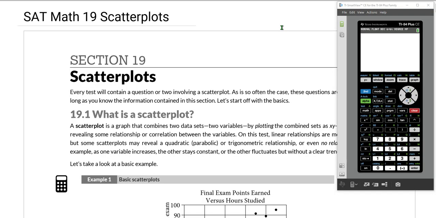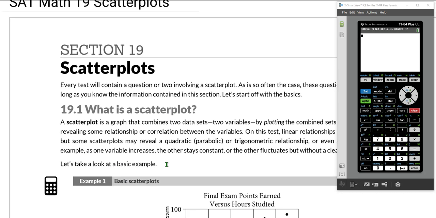This is SAT Math Manual Section 19, which deals with scatterplots. Almost every single test is going to have a question or two that deals with scatterplots. Most students don't find these questions all that difficult.